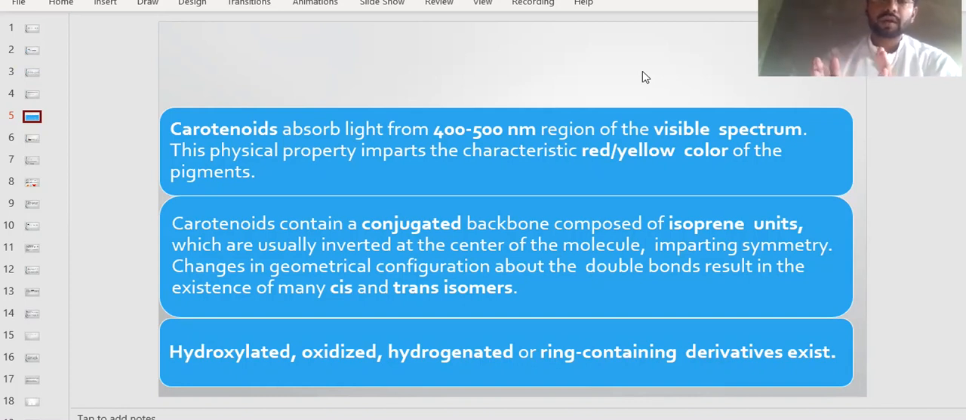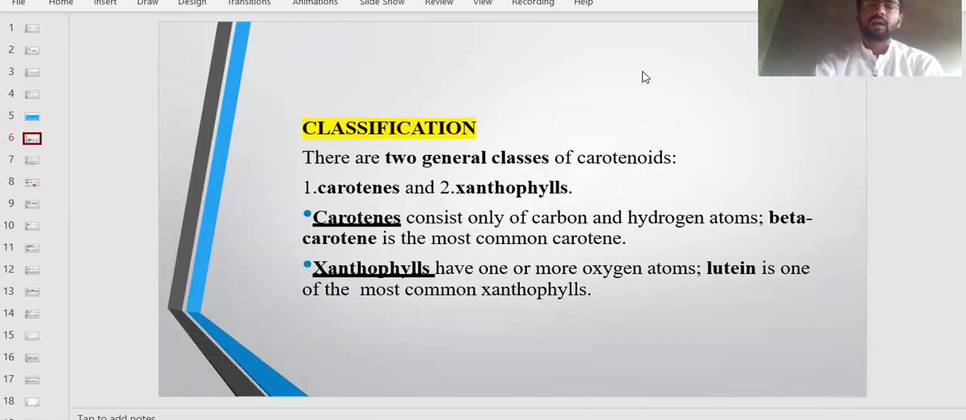Carotenoids contain an alternating conjugated backbone composed of isoprene units, which are usually inverted at the center of the molecule, imparting symmetry. Changes in the geometrical configuration about double bonds result in the existence of many cis-trans isomers. Carotenoids also exist in other derivatives, like hydroxylated, oxidized, hydrogenated, and ring-containing derivatives. Basically, carotenoids are classified into two types.